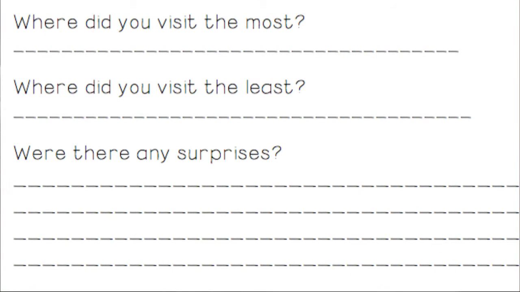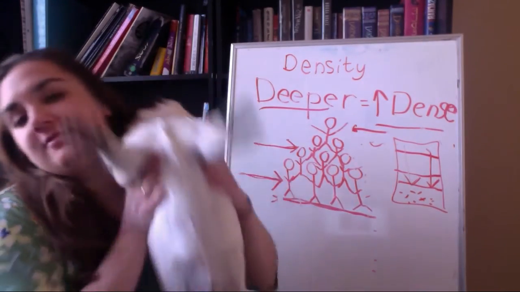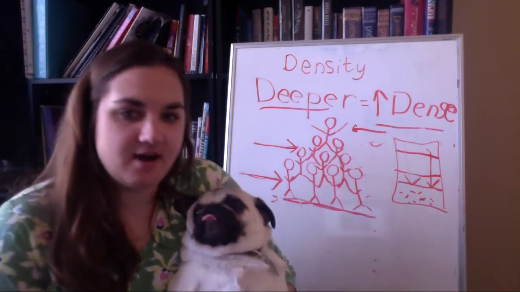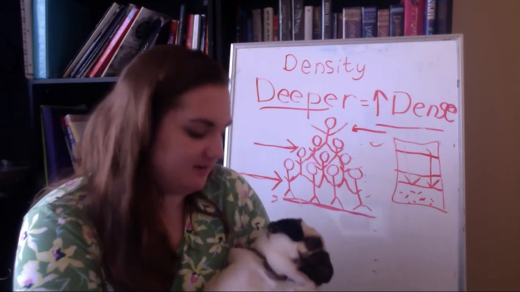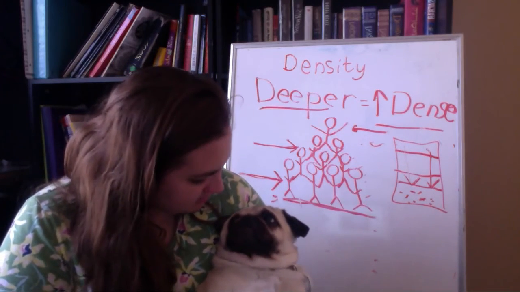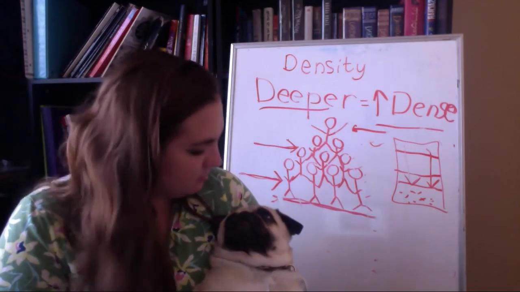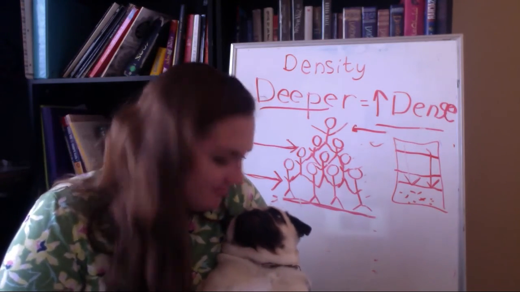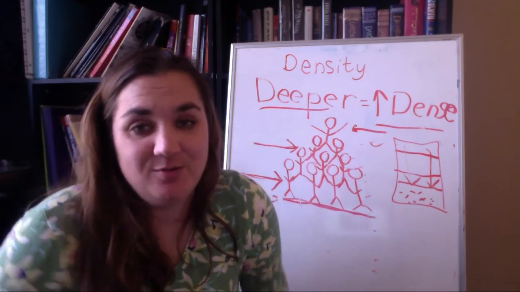Then I want you to fill in, where did you visit the most? Where did you visit the least? Were there any surprises? I want to kind of front load one of the surprises. Sometimes students are confused that animals are part of the water cycle, which, Bruschetta, you are part of the water cycle. Did you know that? Did you know you're part of the water cycle? No? Is that new news for you? Yeah? So when Bruschetta drinks water, that's when she becomes part of the water cycle.